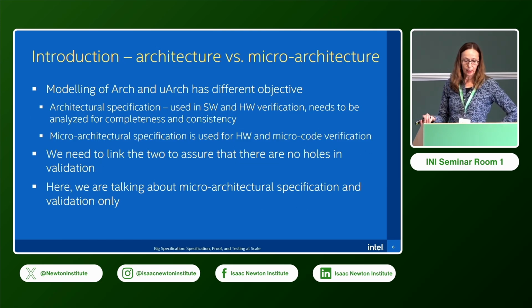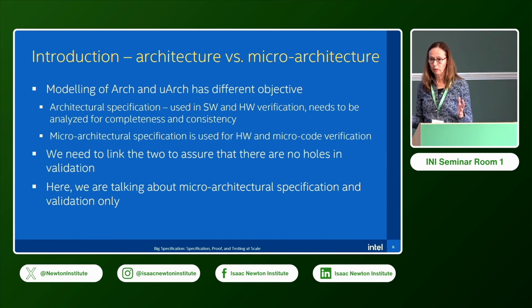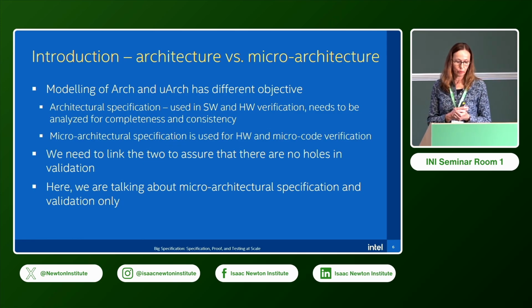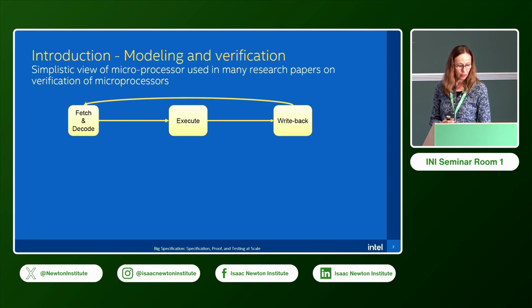The modeling of architecture and microarchitecture. Architecture specification, as I said, is used in software and hardware verification. And usually what you want is to use it to analyze the completeness and consistency of ISA. While microarchitecture specification is used for either hardware verification or microcode verification. I believe that we need to link both the microarchitecture specification and ISA, and so it's usually good if it is in the same formalism. In this talk, I will talk only about microarchitecture specification, and Warren will talk later, I think on Thursday, about architecture in the same formalism.